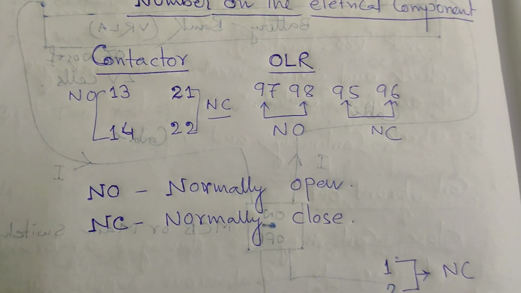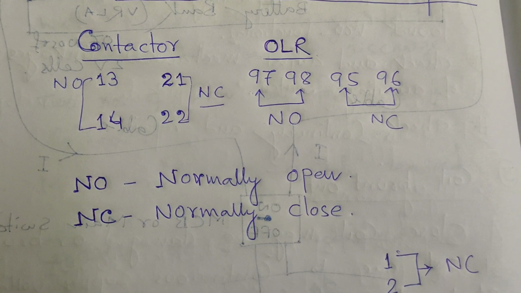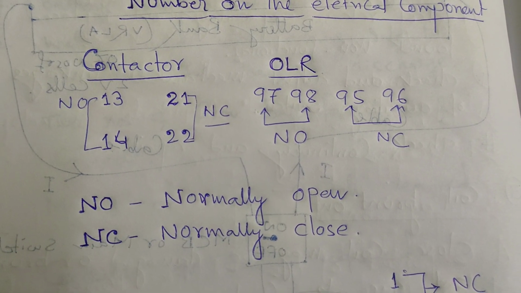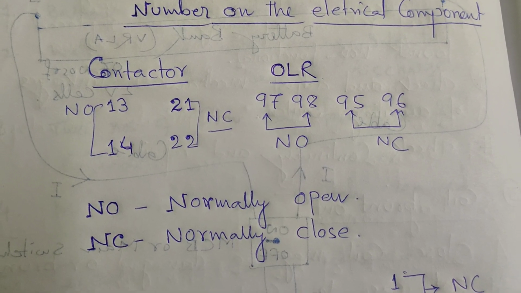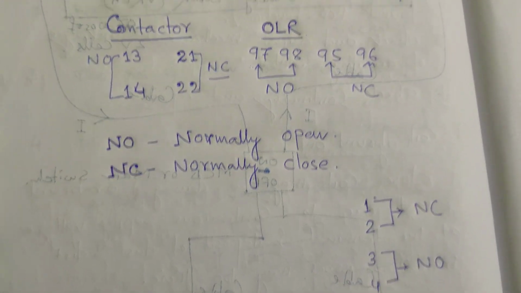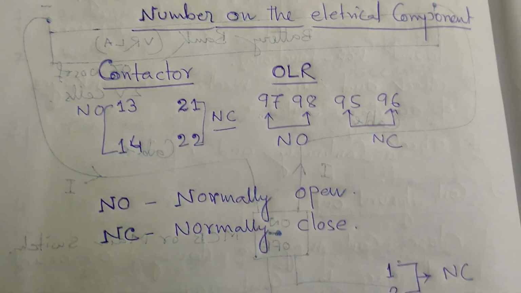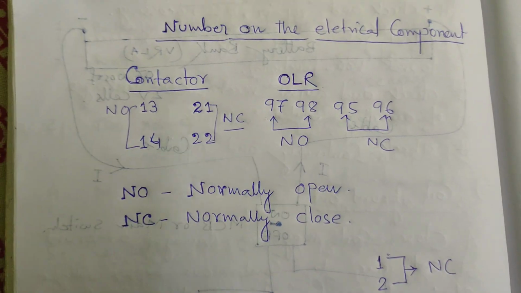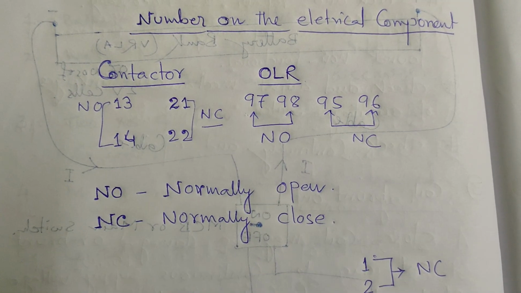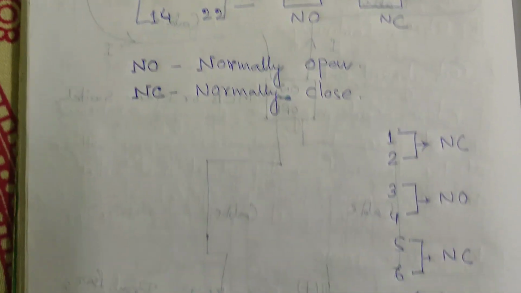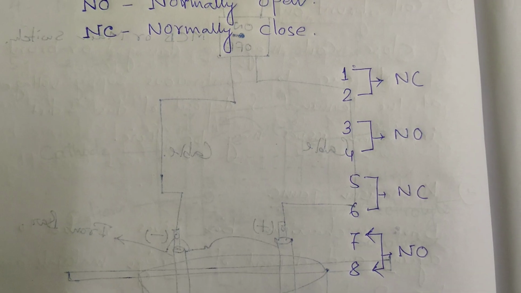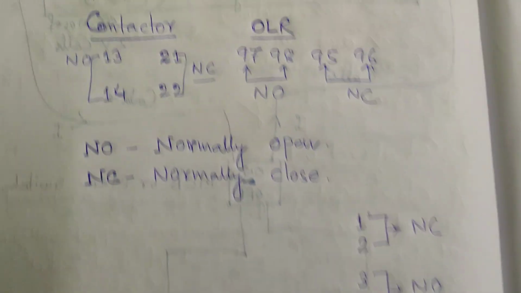It is very, very important, because in power plants and substations these contactors and overload relays are used for protection purposes. I think from this discussion you can easily understand, and you have to memorize these numbers, then you can easily identify the NO and NC contacts.